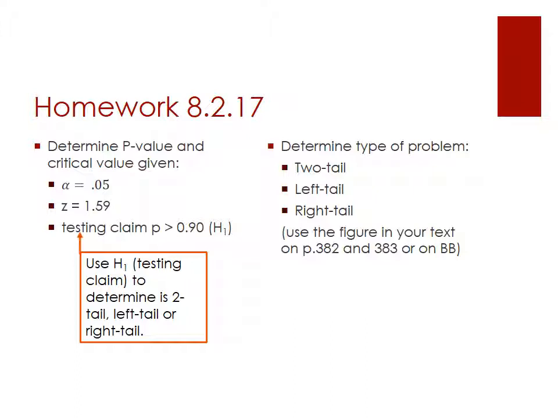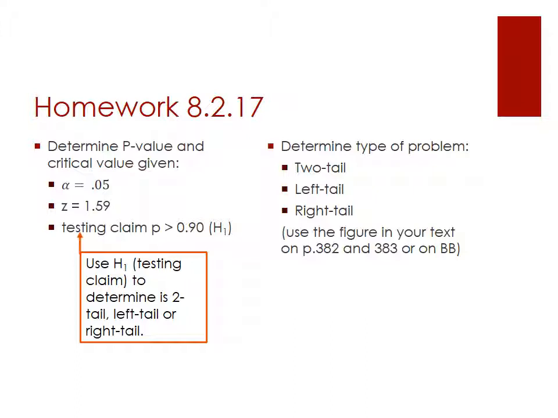So you will obviously in your problem be given different alphas, different z-values, and you may be given a different alternative hypothesis. But I'm going to work through this problem with these examples, and then you should be able to use this as a template to help you solve your problems yourselves depending upon the unique values that you have. So the first step we need to do in solving these problems is determining the type of problem we have. If we have a two-tail, a left tail, or a right tail.